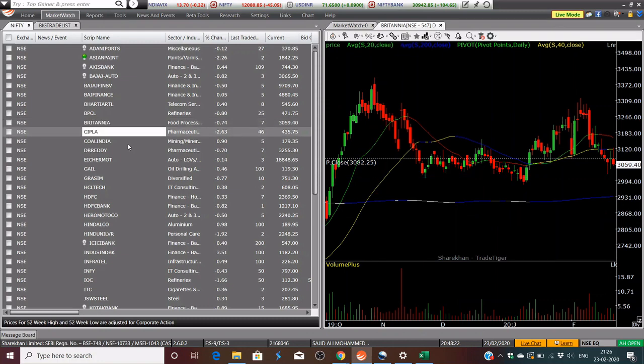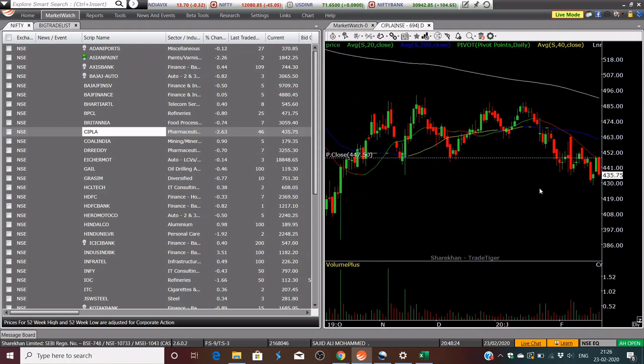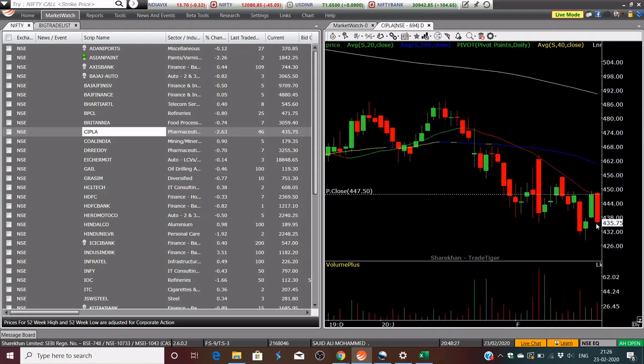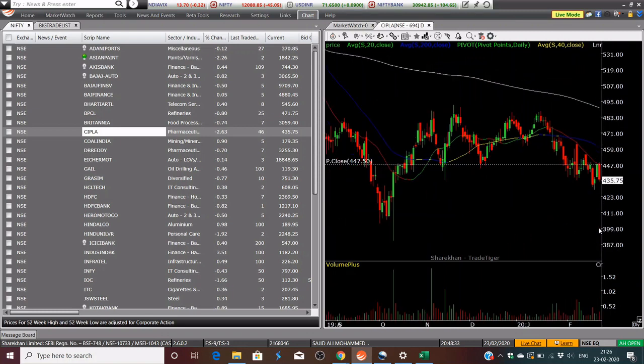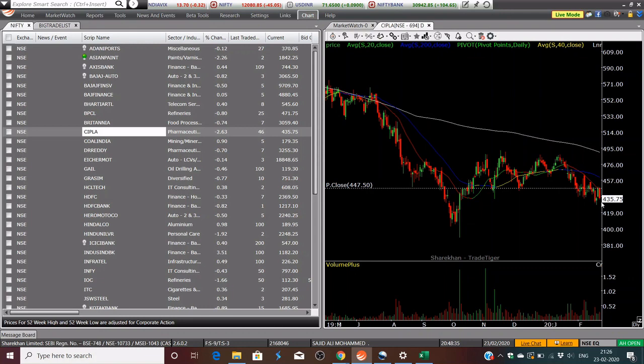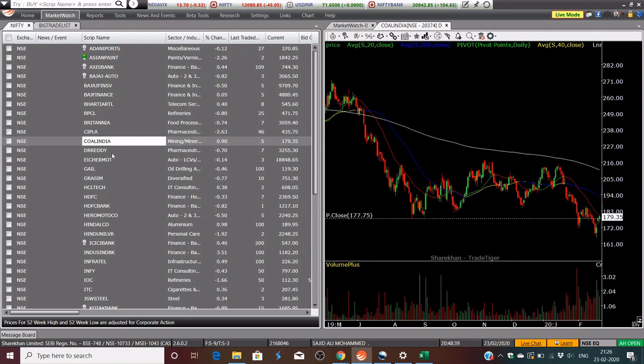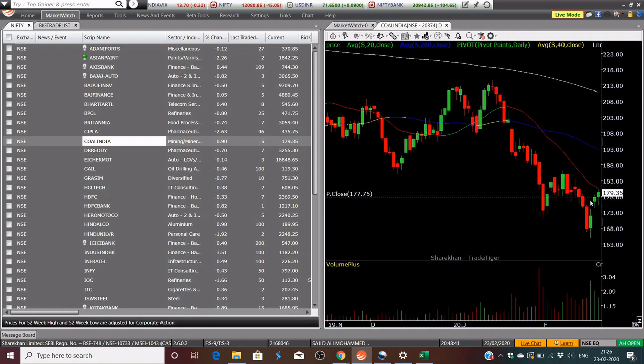Cipla is giving you a short entry. There's an engulfing pattern which happened, so you can look, but this is a zone which is there, so it can stay in this zone. But yes, moving averages are going down. Coal India, no major movement.